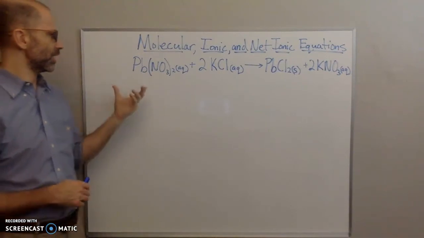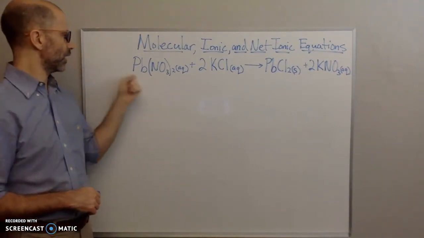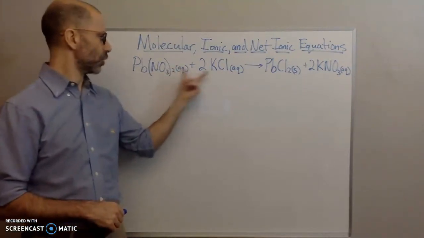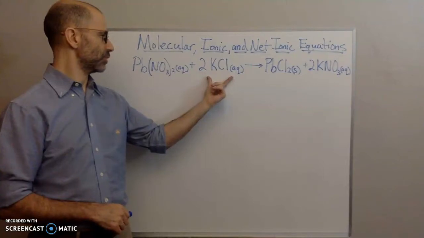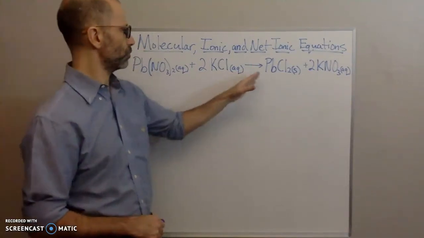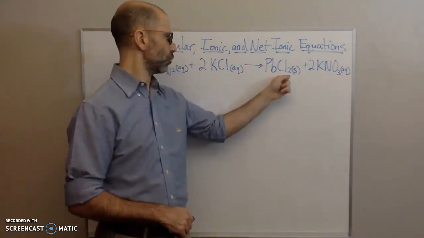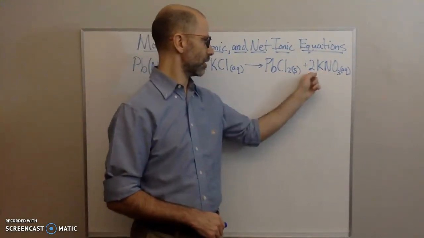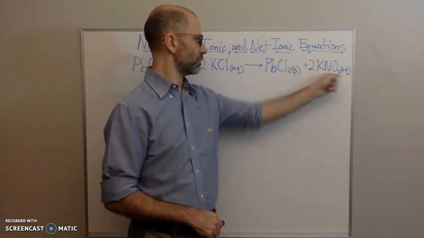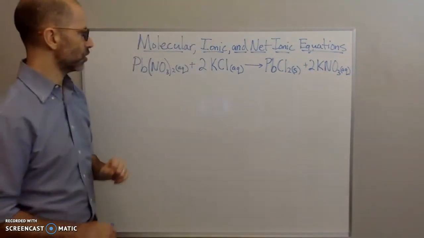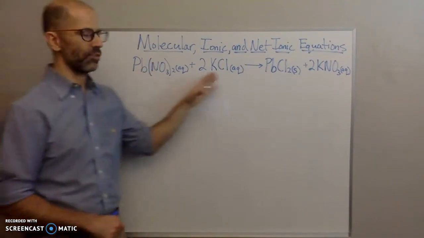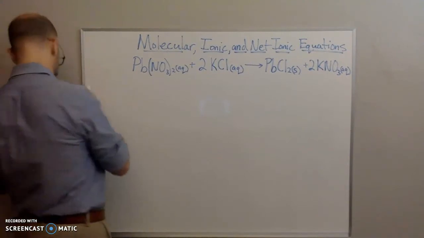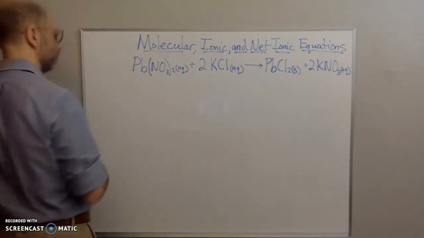So what you see here is you have lead(II) nitrate aqueous reacting with potassium chloride aqueous, and it forms lead(II) chloride solid. So here's a precipitate, and it has also potassium nitrate aqueous. And so this is an example of a molecular equation. So I'm going to write molecular equation.